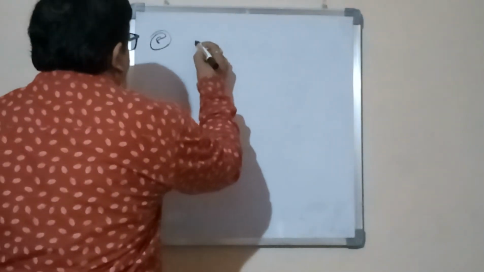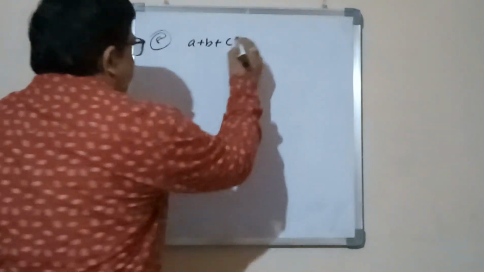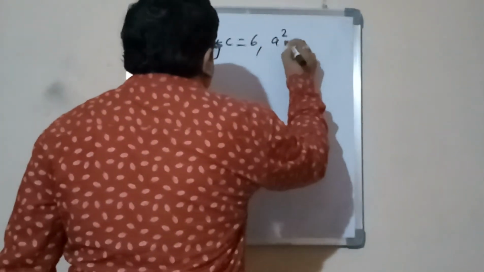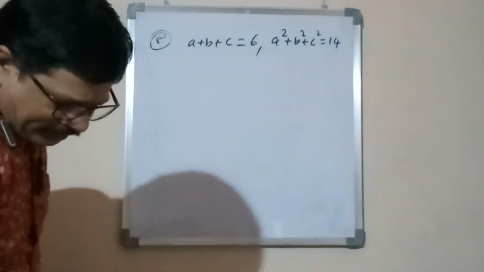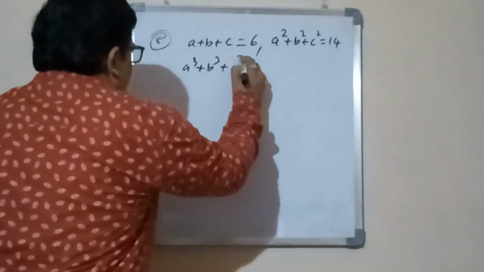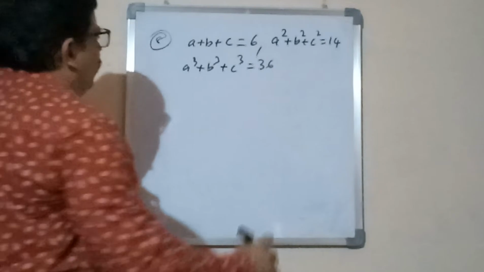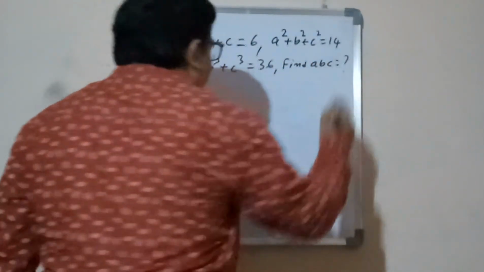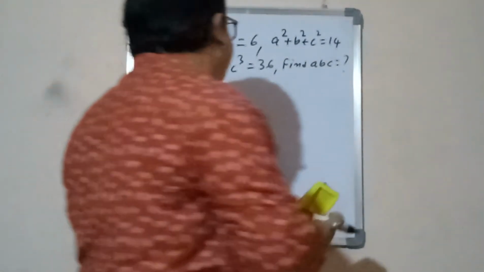If a plus b plus c equals 6, a square plus b square plus c square equals 14, and a cube plus b cube plus c cube equals 36, find abc. This is the actual question.